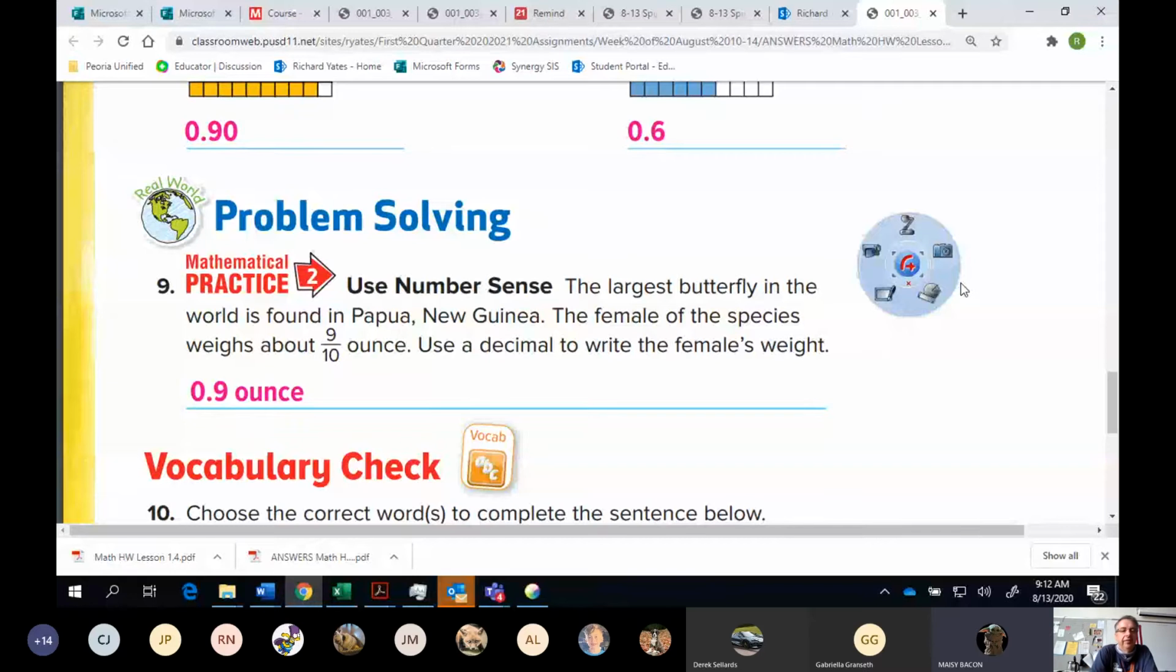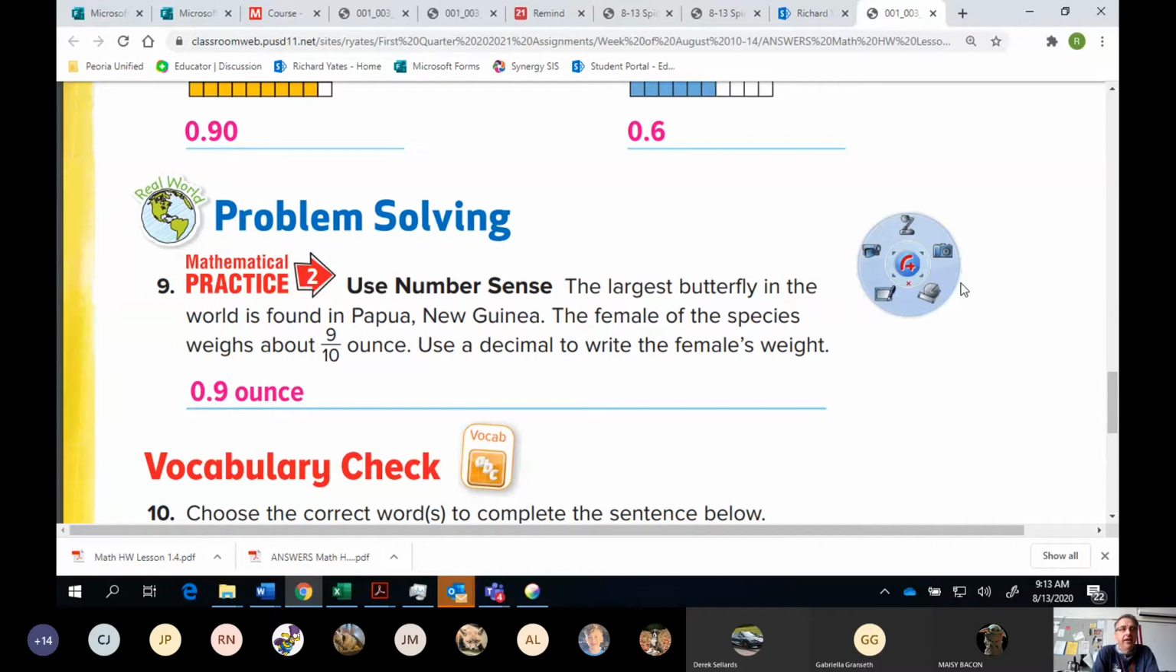The largest butterfly in the world is found in Papua New Guinea. The female of this species weighs about 9/10 of an ounce. Use a decimal to write the female's weight. Great. And you said it right the first time there. It's 9/10 of an ounce. They don't actually have the words of an ounce, but it's actually easier to say it that way than 9/10 ounce. So good job. What would an answer sentence be for this one, Maisie?